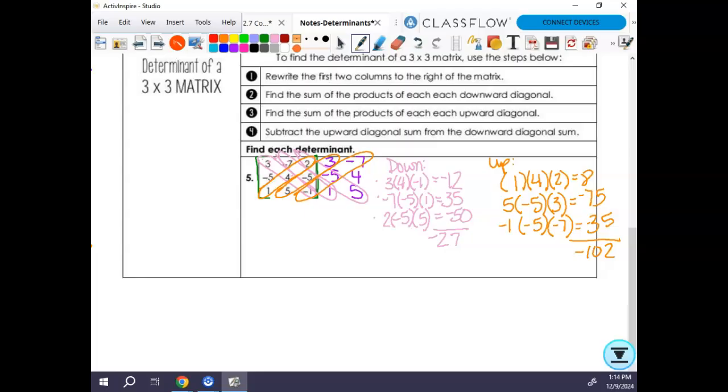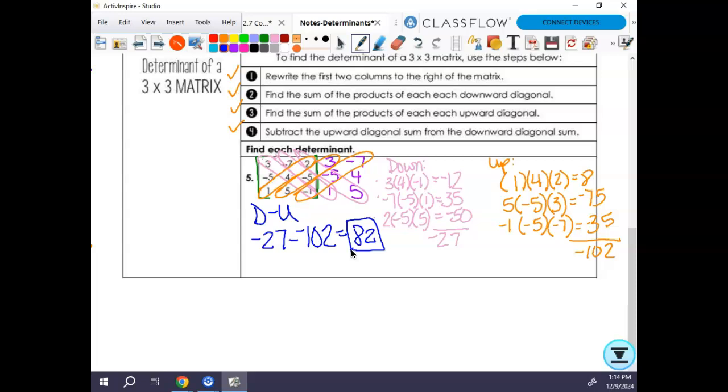All right, so we rewrote them. We found the sum of the products of each downward diagonal, then each upward diagonal, then we subtract them. Remember when we subtract, it's down minus up. So you get -27 minus a -102. Your final answer is 82. So like I said, not difficult, but weird. Just different. Easy enough? We're good? What questions you got?